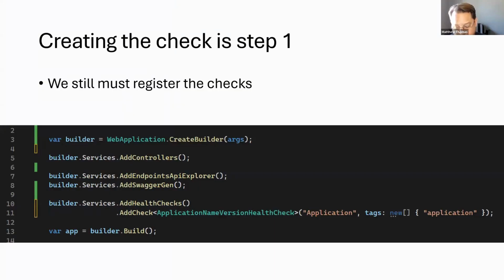And so with an implementation of a check, that's really just step one. We still have to register the checks with the dependency injection container. And so what we'll do is we'll call services.AddHealthChecks. AddHealthChecks returns a builder, and on that builder, you'll add your check. Now, checks need a name and a collection of tags. And the name must be unique across all registered checks, and ideally, it does not contain spaces.